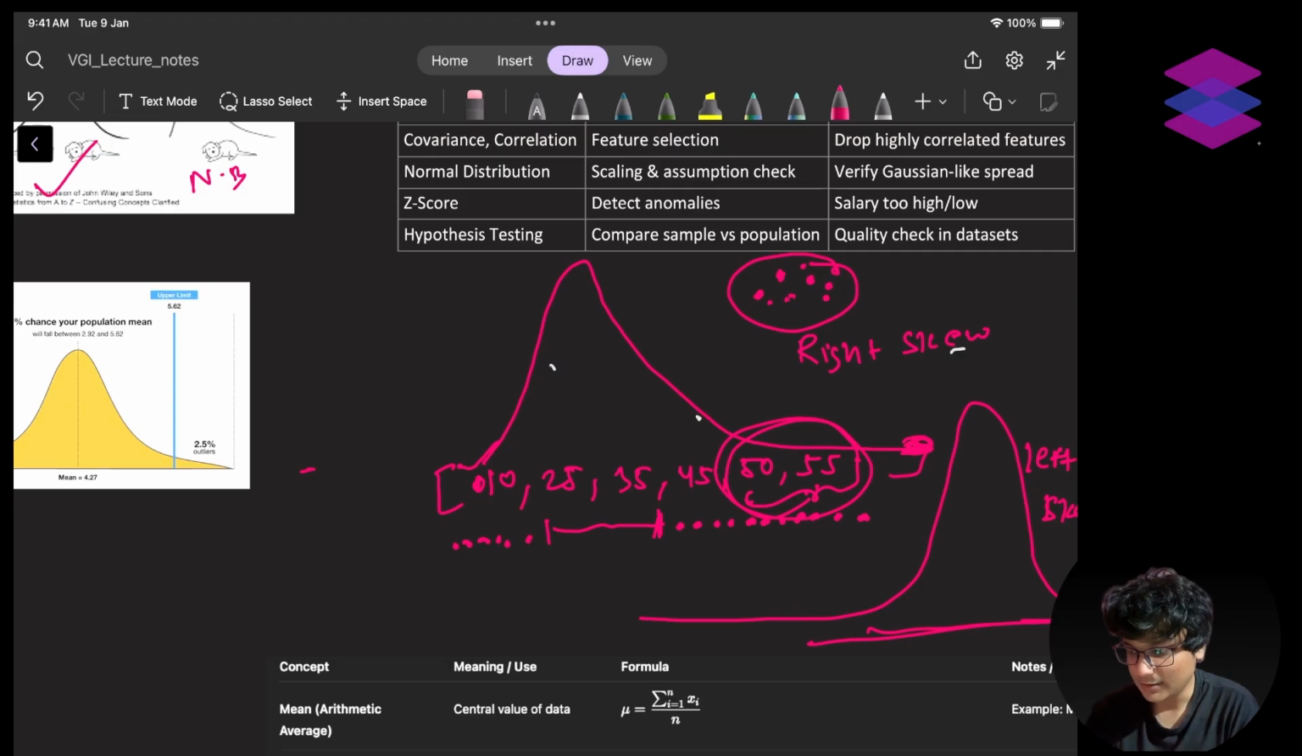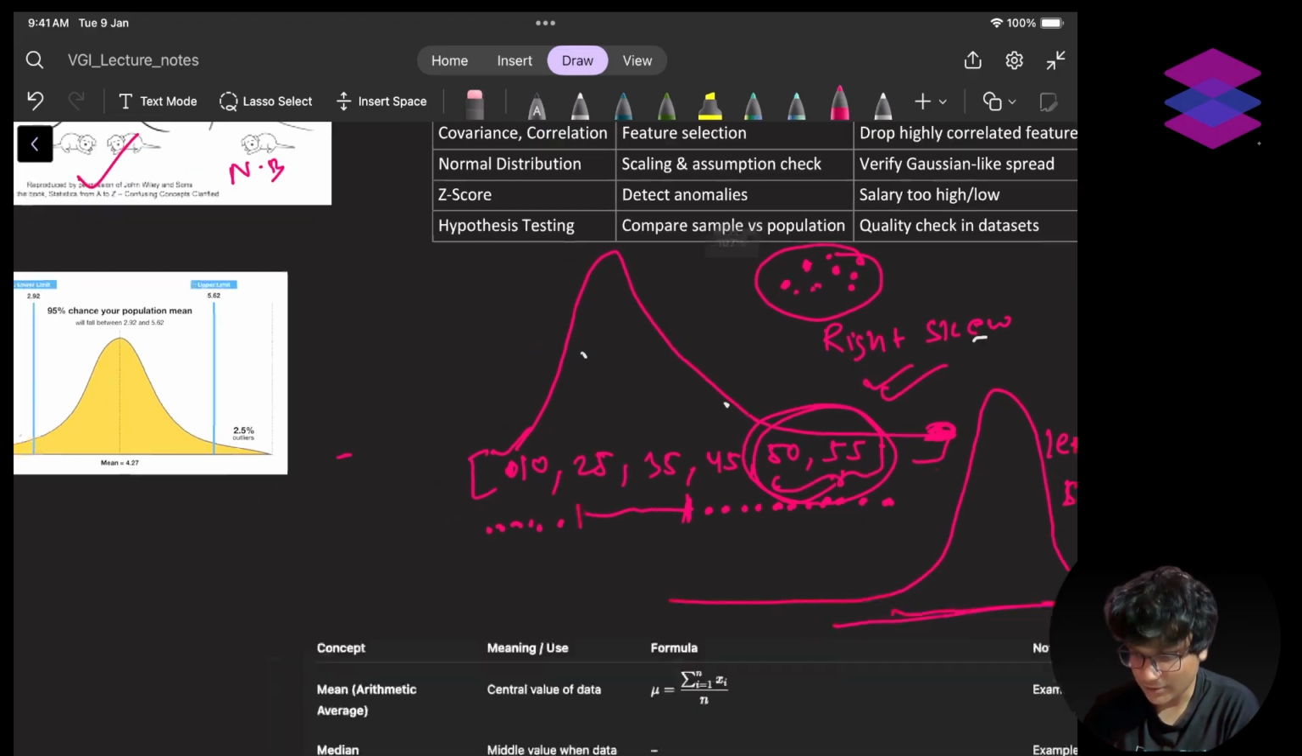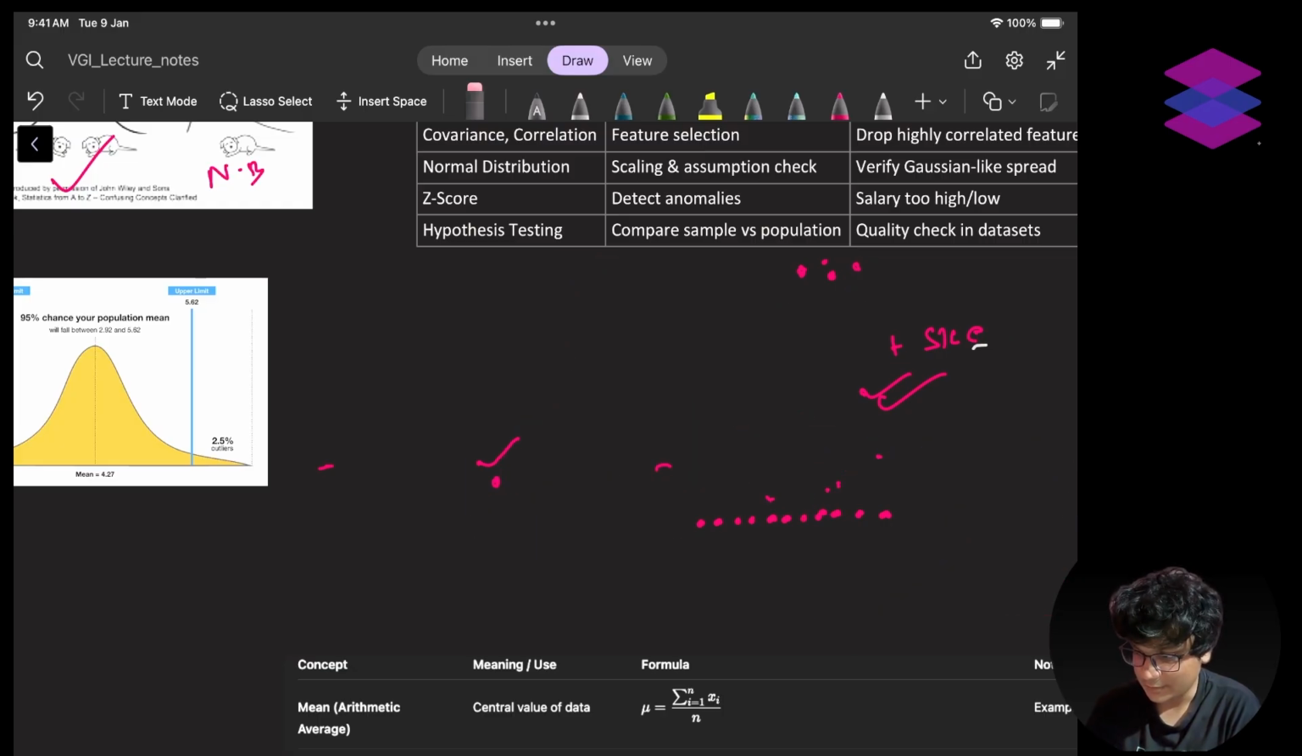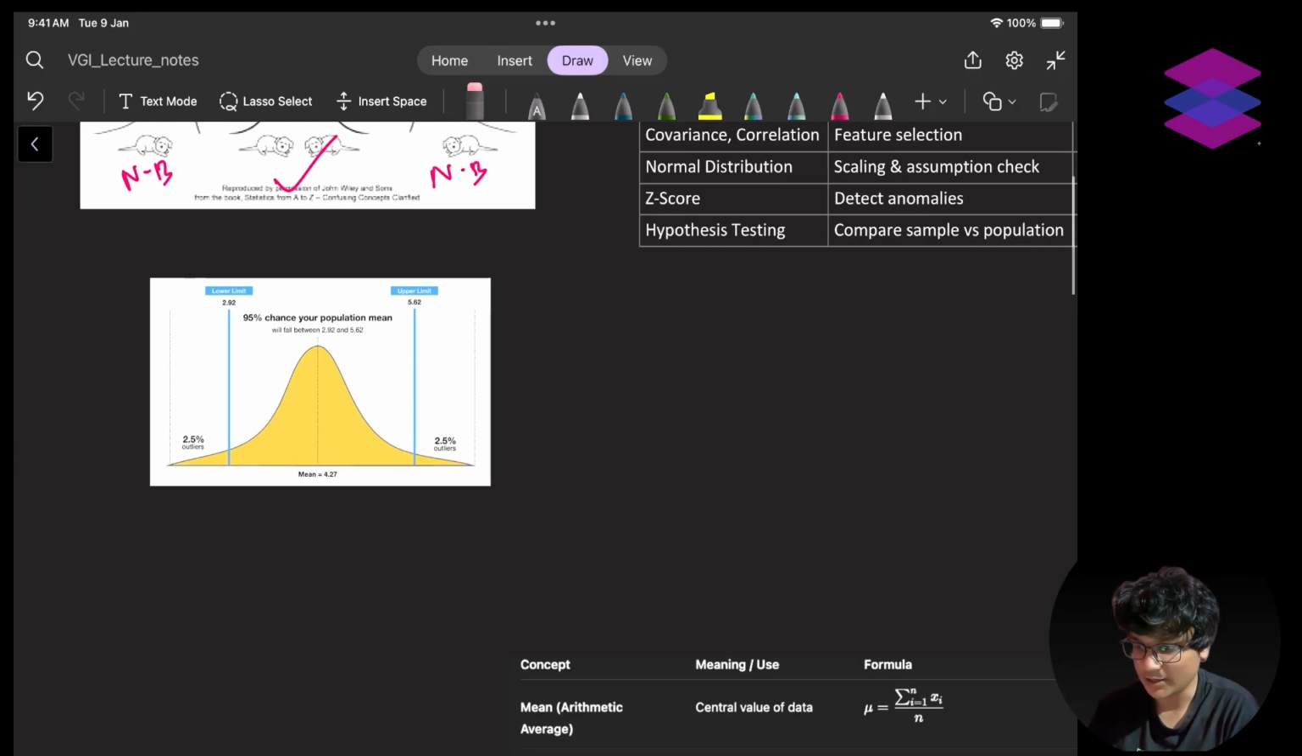So for them, having a right skew is a very bad data representation. That is the reason you always want to convert your data into some kind of balanced form, okay, so that your data looks cleaner, okay, so that you can study it more practically, okay.